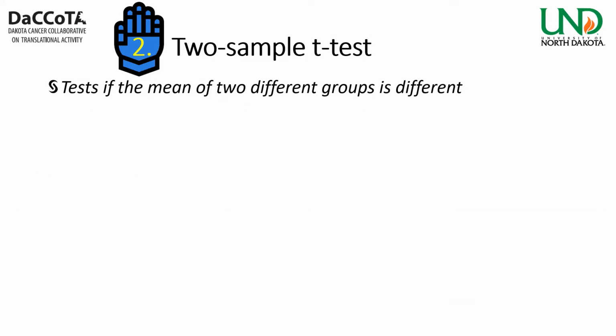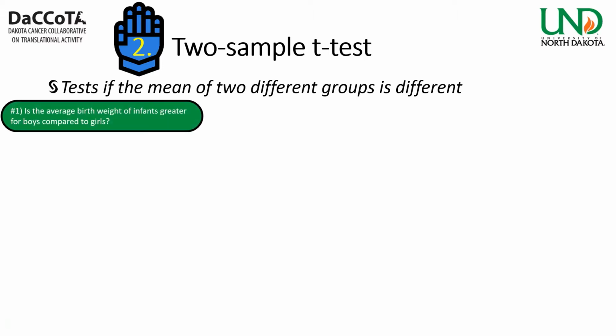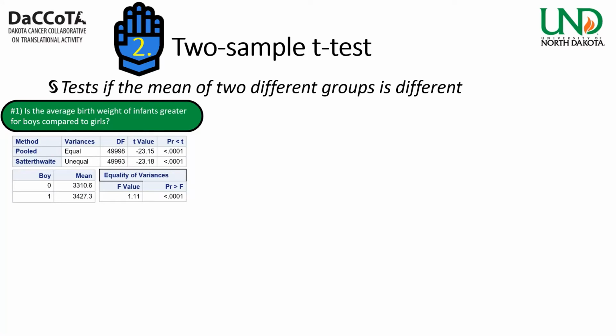Let's gallop along to 2-sample t-tests. Very similar, but now we're testing whether the mean of 2 different groups is different, rather than one mean and a set value. So we can go back to that infant birth weight. We can ask if there's a difference between boys compared to girls, or if boys are greater compared to girls. So now here we're going to have a little more data because we want to test certain assumptions about variance, and then given the outcome of the test, we'll use one outcome over the other.